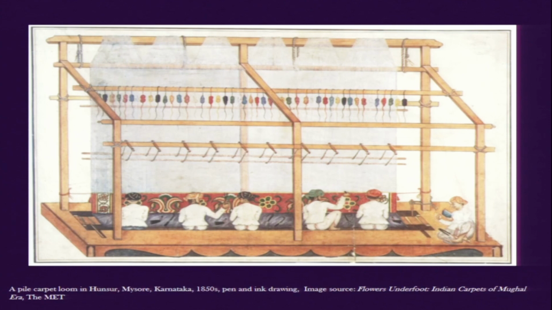And in this image we also find the yarns hanging from the top of this bar, with the connecting threads, and the weavers would use them to make the knots, cut them, and then again make a knot, in the arrangement of those warps. So this is how carpet weaving continues.